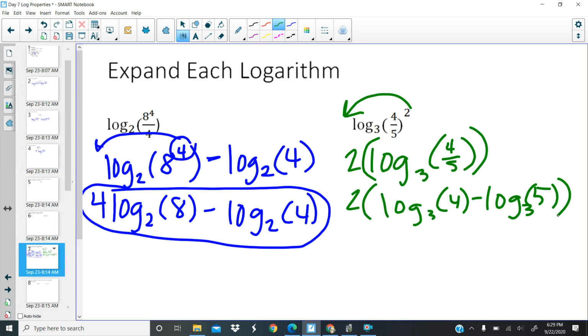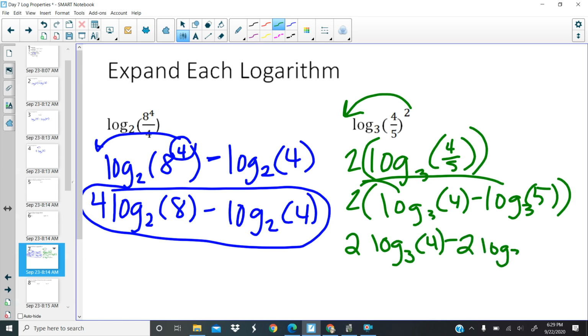And so then the only other thing left to do is just to distribute that 2 to both of the logarithms. So I would have 2 times log base 3 of 4 minus 2 times log base 3 of 5. So just don't forget whenever you're expanding in that scenario that the 2 from the power to a power rule would apply to both sets of logarithms whenever you're expanding because of the quotient rule.